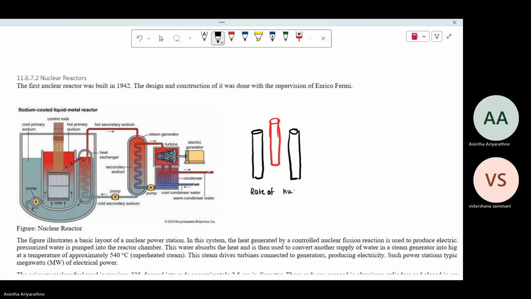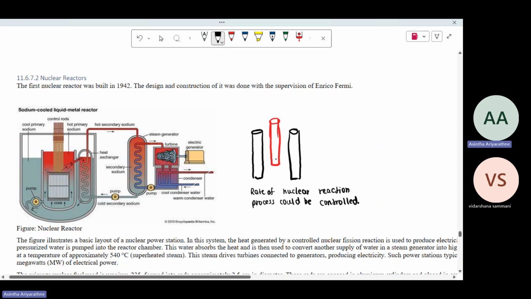could be controlled. The rate of nuclear reaction process could be controlled by using control rods. So these are called control rods. And by moving the control rod up and down, the rate of nuclear reaction process could be controlled. Right? Then the heat generated by this nuclear reaction process.